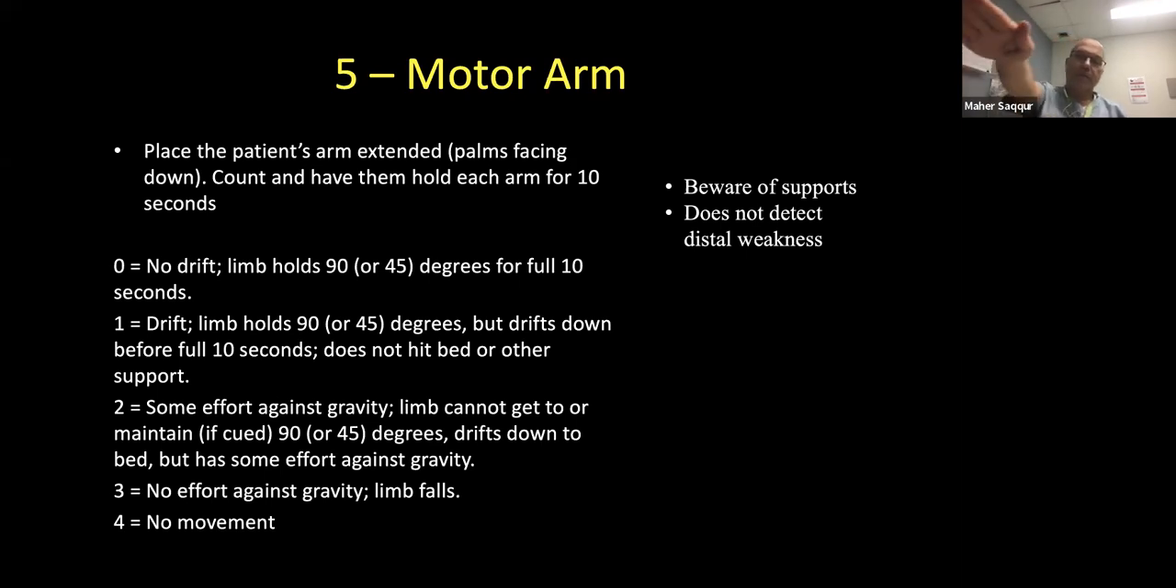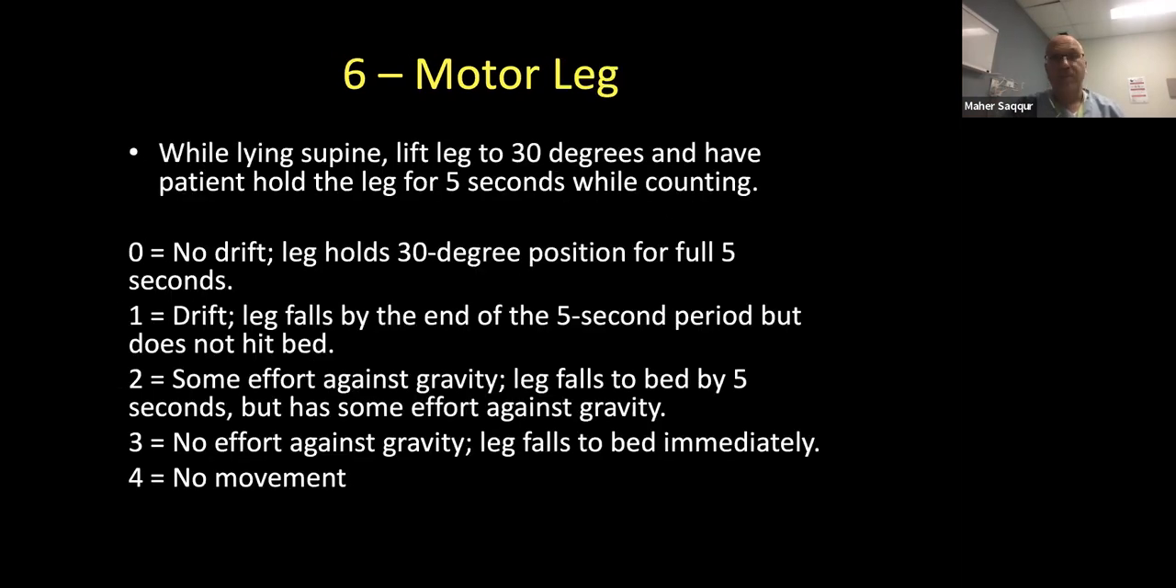So straighten your arm for 10 seconds. 1, 2, 3, 4, 5. Normal, 0. Drift, 1. Straighten your arm like this for 10 seconds. 1, 2, 3, 4, 5, 6. Then 2: some effort against gravity, I give them 2. And 3: there is no effort whatsoever against gravity, but there is movement in the arm. And 4, when there is no movement. I will do it on the right arm, then the left arm, then the right leg and left leg.